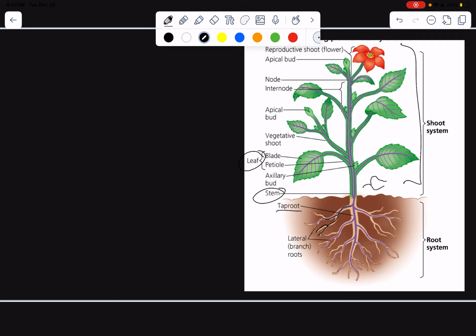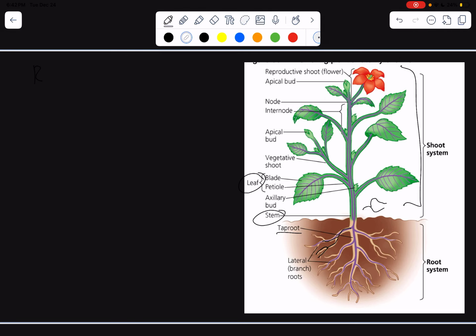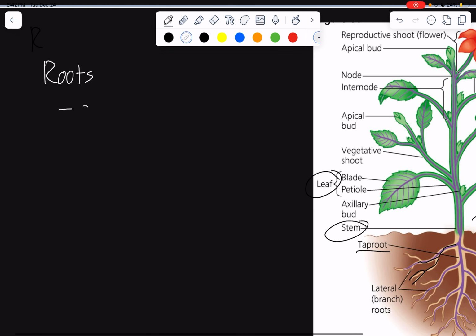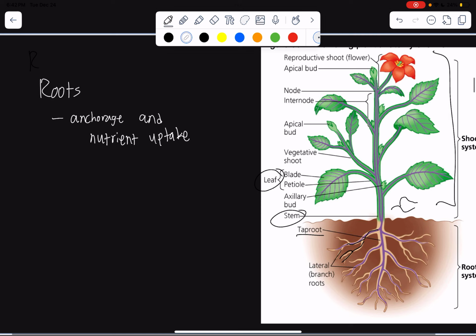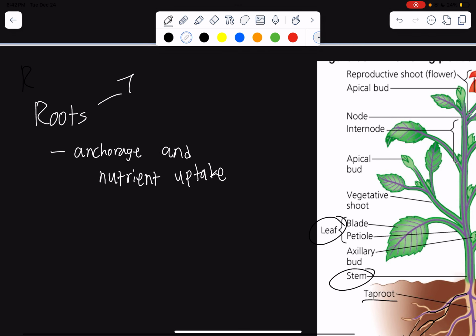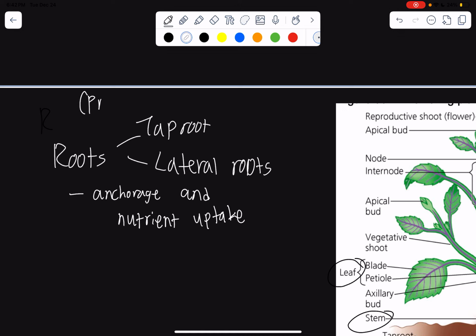So to summarize, roots perform the duties of anchorage and nutrient uptake. And notably, there are two different parts: the taproot and the lateral roots, with the main starter of this being the primary root.